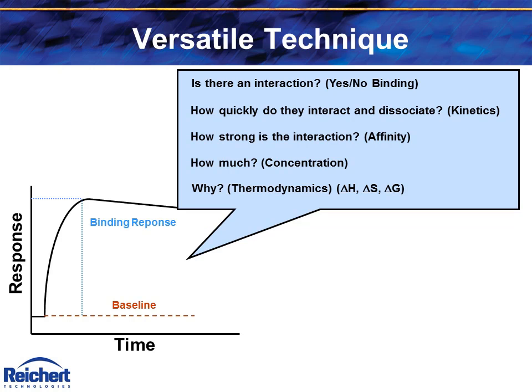SPR can tell us many things about how two molecules bind or interact. Simple tests can quickly determine whether or not there is binding and rank the relative binding level of many compounds. More complex experiments are able to characterize rate constants, on and off rates, or kinetics. Data from experiments where responses reach equilibrium is used to calculate the equilibrium binding constant, or affinity. SPR can also be used to determine concentration, as well as thermodynamic constants, answering the question, why does the interaction happen in the first place?